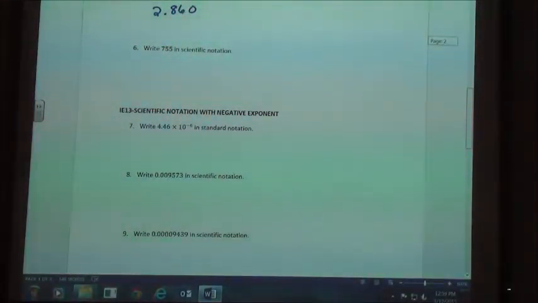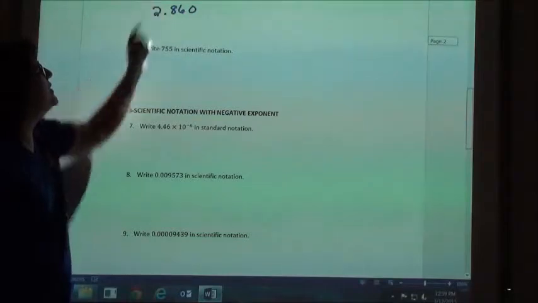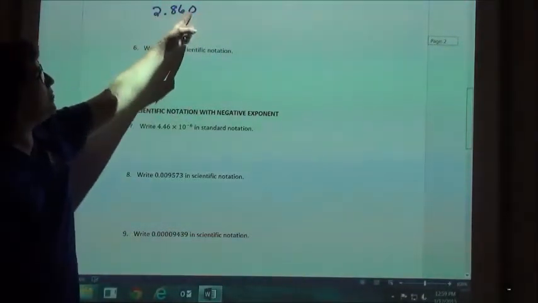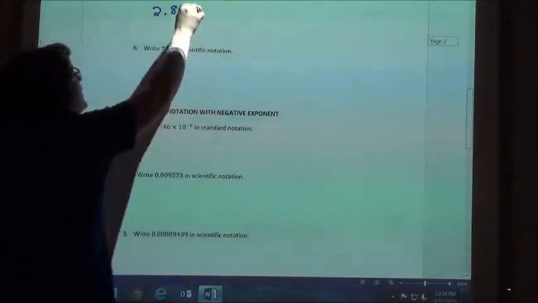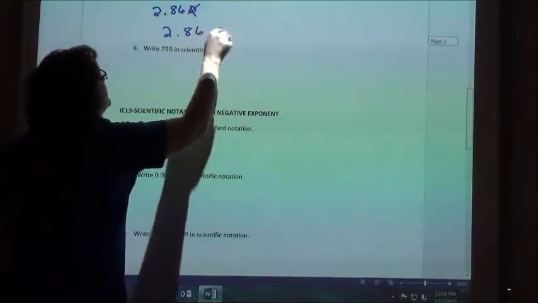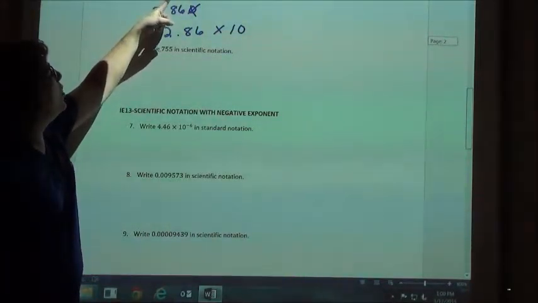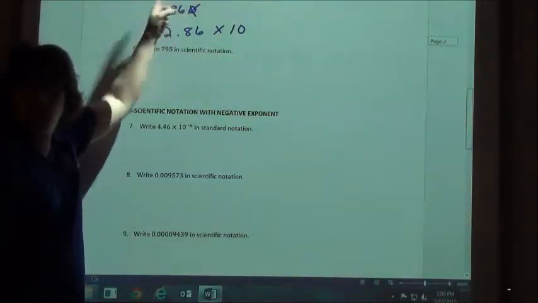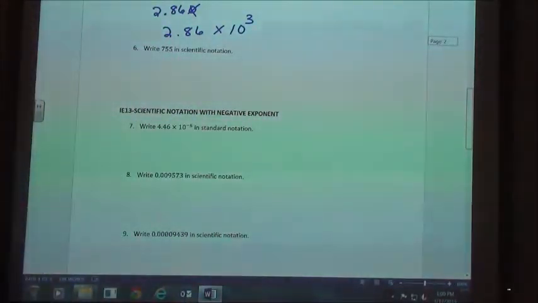Why? Right? 2.86 is between 1 and 10, right? So it always ends up going behind that first digit. Now I can shorten this up because I really don't need the extra zeros on the end. So I'm going to get rid of the 0 and just use 2.86. Now I'm going to say, okay, what power of 10 do I have to multiply it by to get it back to where it originally was? Well, if I put it back here behind the 2, I have to go 1, 2, 3 places to the right. So I would say times 10 to the third power. So 2.86 times 10 to the third is the same thing as 2,860.